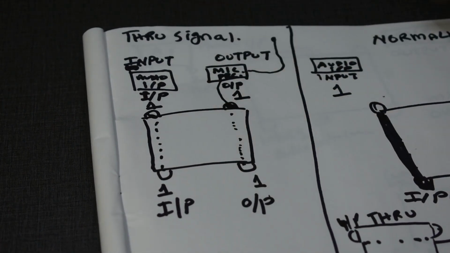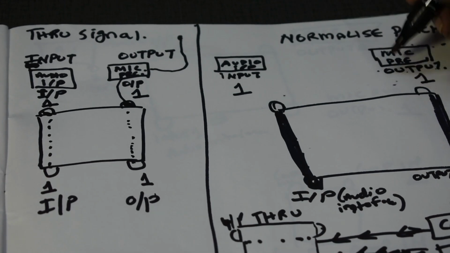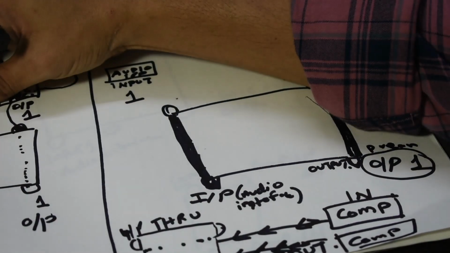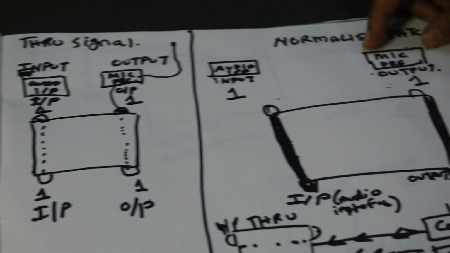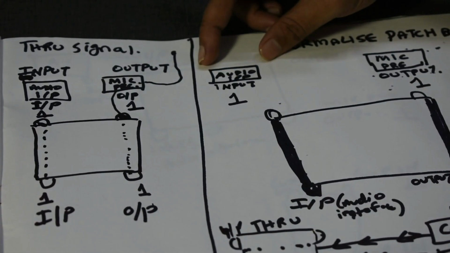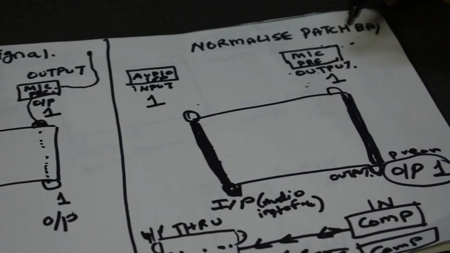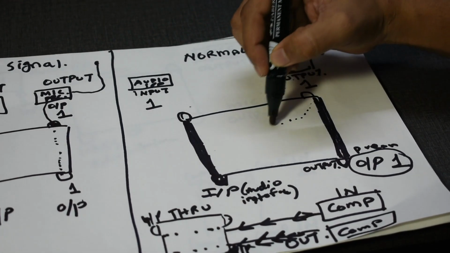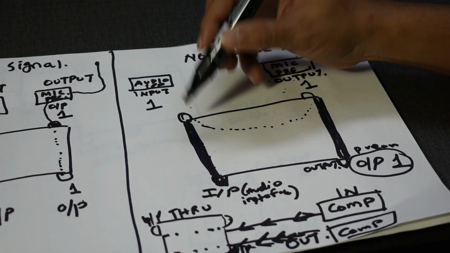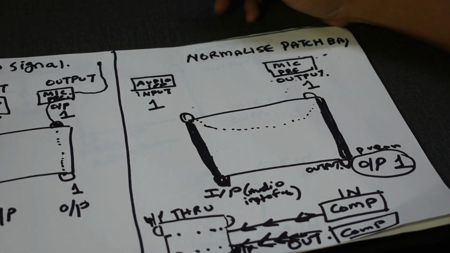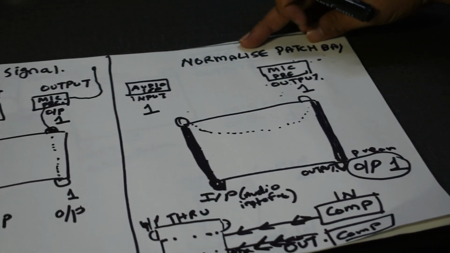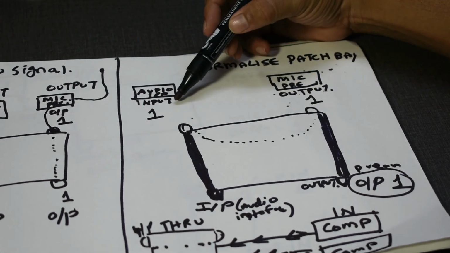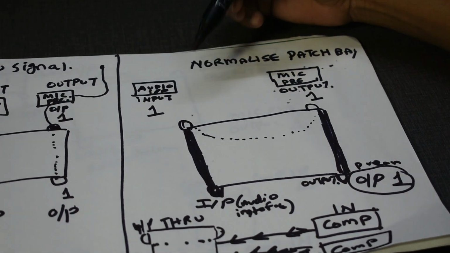Now let's go to normalized patch bay. Again, I have set the same example of the mic pre output 1 and audio interface input 1. Same over here, mic pre output 1 and audio interface input 1. Now what happens in normalized patch bay, the mic pre output 1 is directly connected to the bottom of input 1. So that means in normalized patch bay, you don't have to patch from the front side, because the mic pre output is directly connected to the input 1 of audio interface.